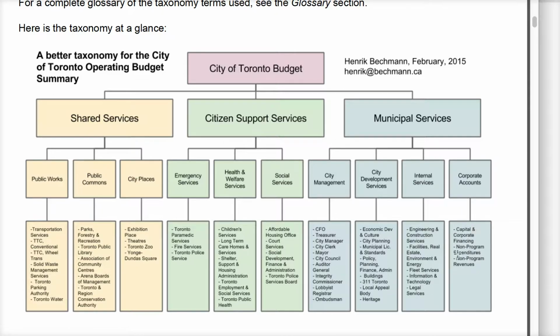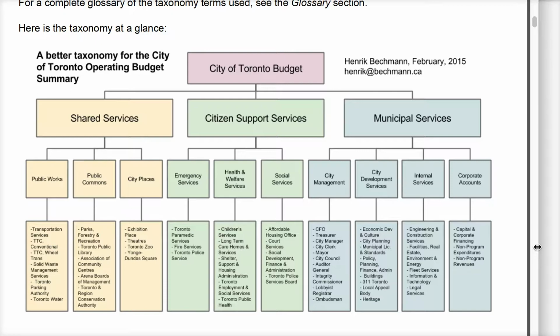And then there's this mysterious category called corporate accounts, which is kind of financial investment stuff. I don't really understand a lot of that. I presume things like financing costs, interest, and things like that are in there, although there's something called non-program expenditures, which is growing and seems to be an area that doesn't fit into these other things and should probably be dug into a little bit more.